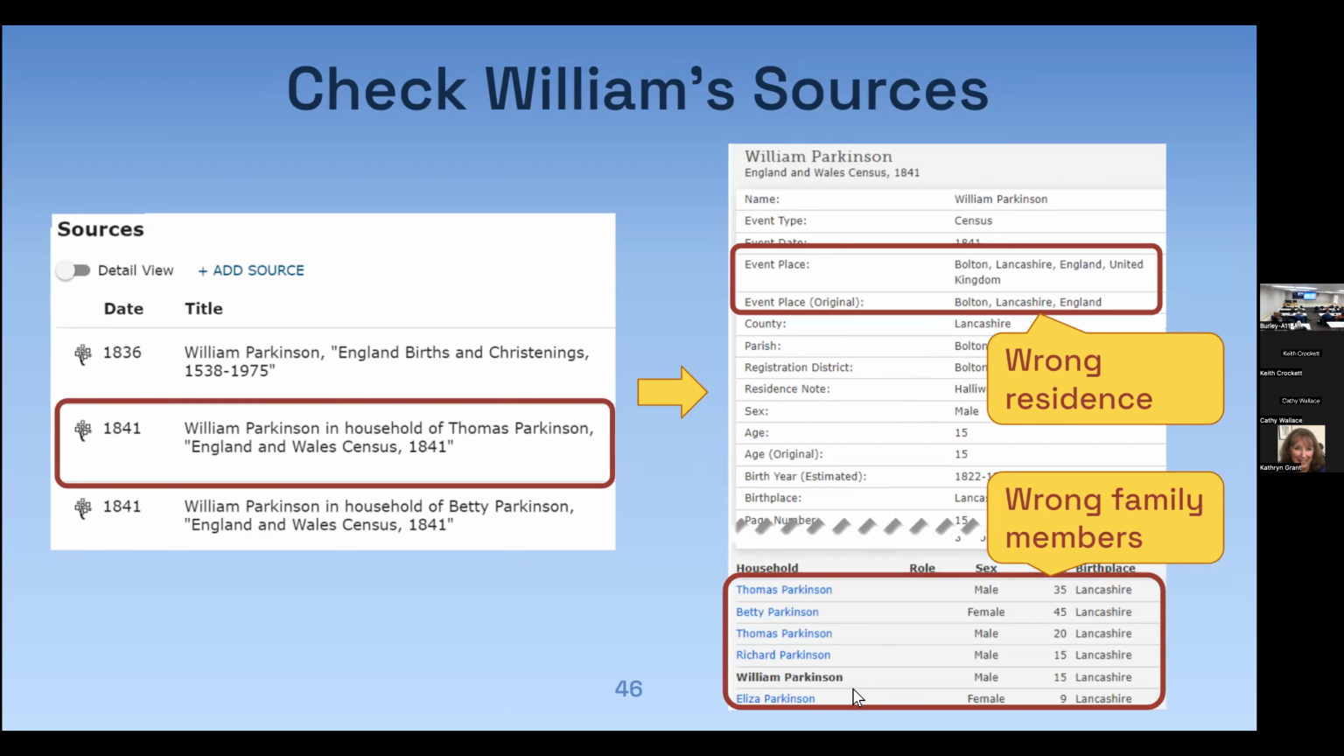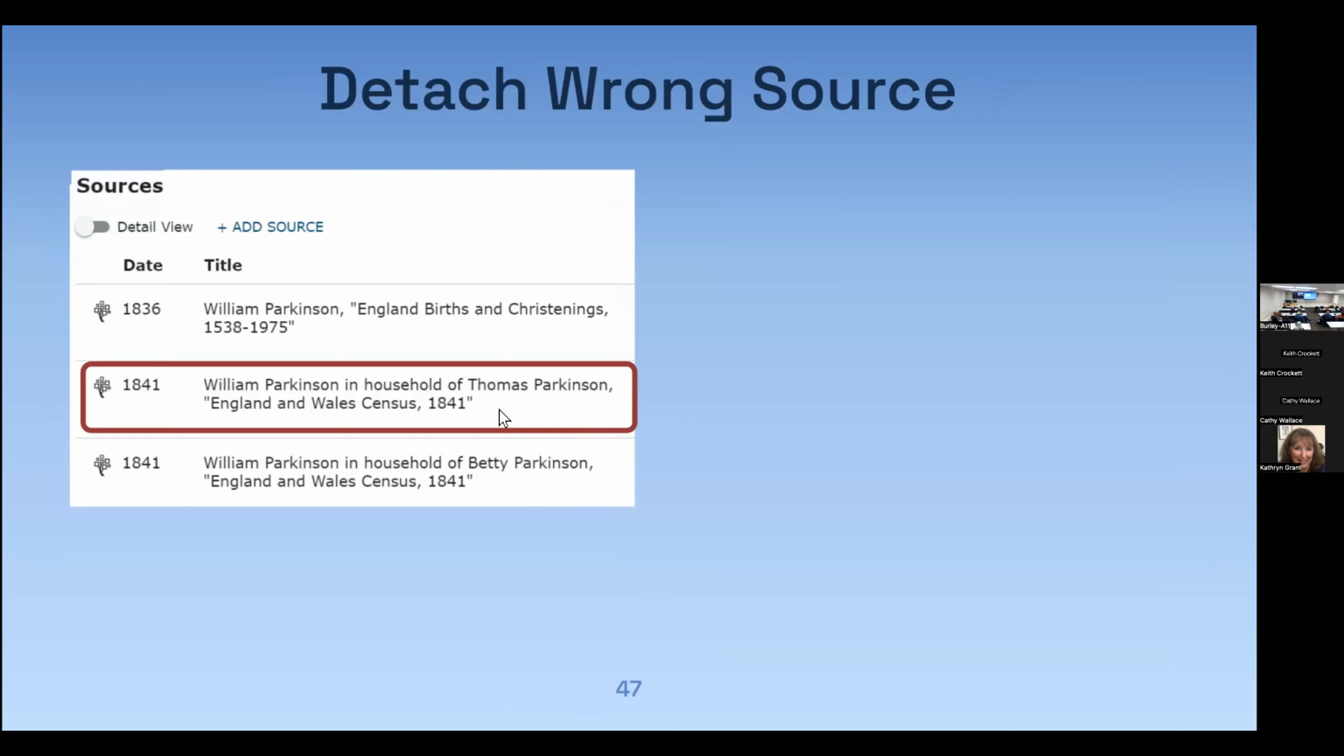And just the other day, someone asked a question, and maybe it was on a forum or something, but they said, is it appropriate to detach a source that somebody else has added? Well, in a shared tree, because we're all collaborating to make this tree the best we can, if you find a wrong source, absolutely, it's appropriate to detach it. And it's remarkably easy.